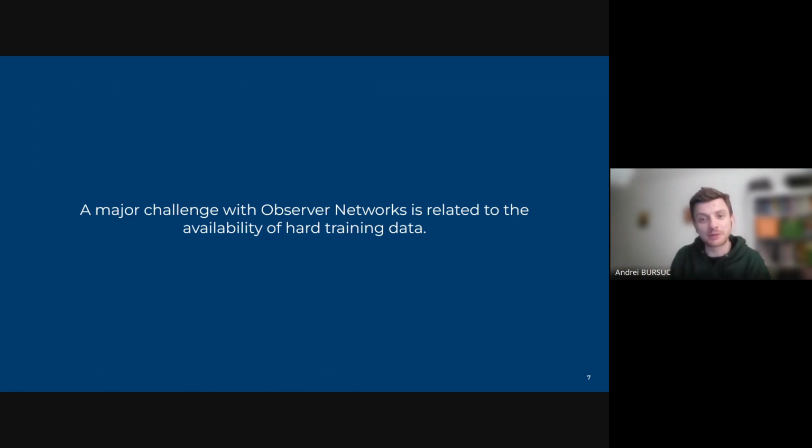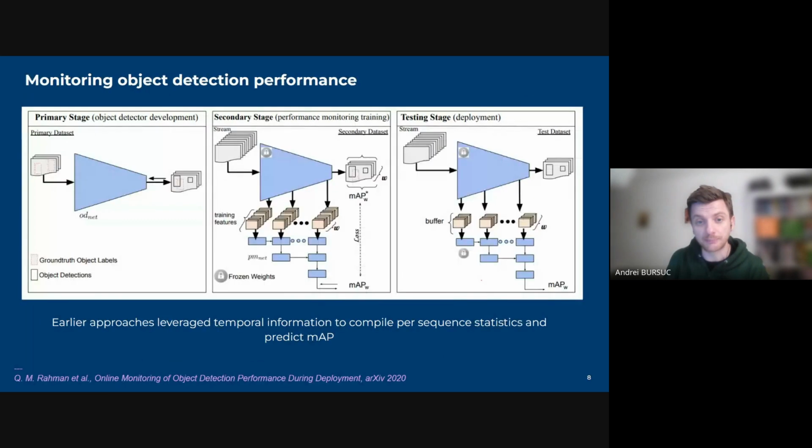But the problem with the long tail is that there are many long tail items. So we are always in a difficult position when dealing with these observer models, observer networks, on how to train them. So some people looked at different conditions where we train our observer network, in this case for object detection. We train it in time, so we use the temporal information, and we train it to predict the mean average precision of an object detector.